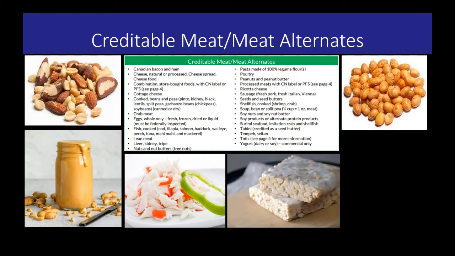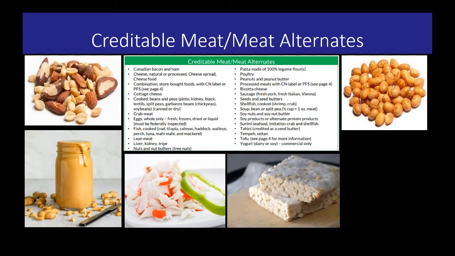Right. Another meat alternate option is tempeh. And tempeh is a fermented soybean cake made from whole soybeans or other beans and legumes and grains. And 1 ounce of tempeh credits as 1 ounce of meat alternate when the tempeh is made with ingredients that are limited to soybeans, other legumes, water, tempeh culture, vinegar, seasonings, and herbs.